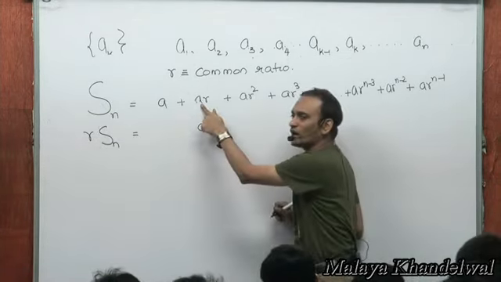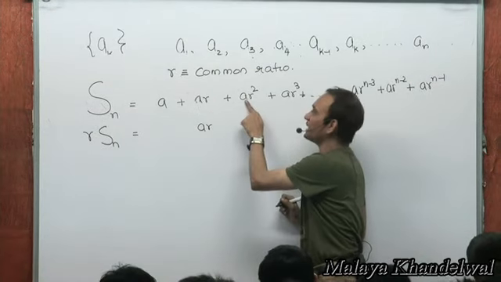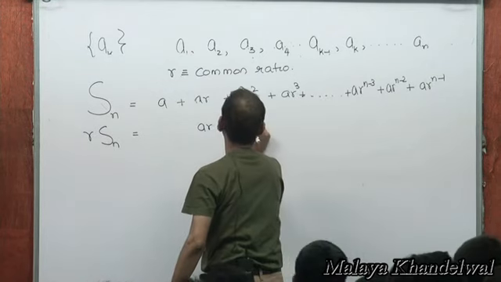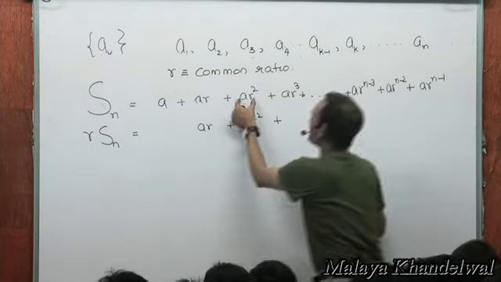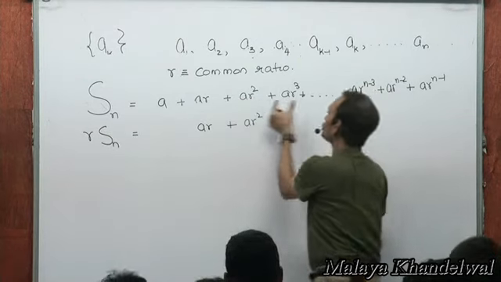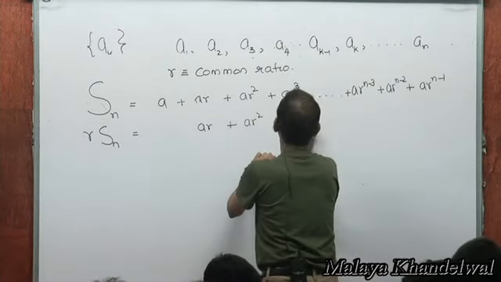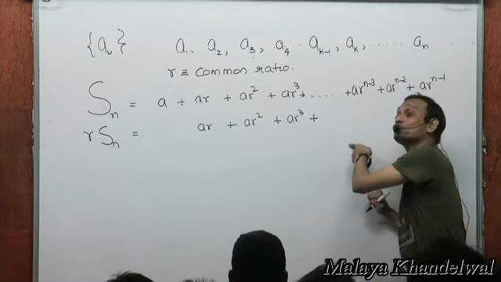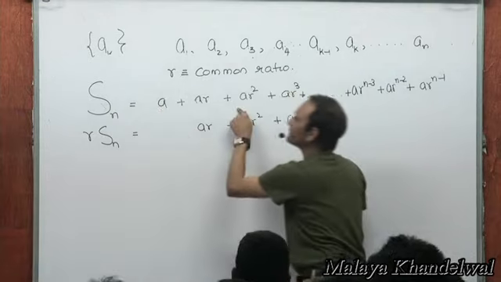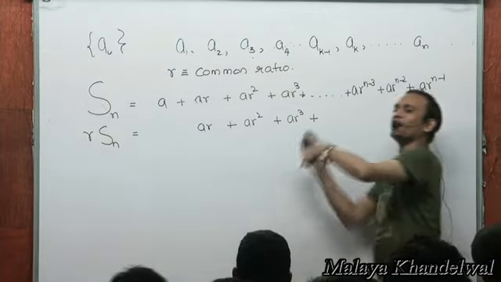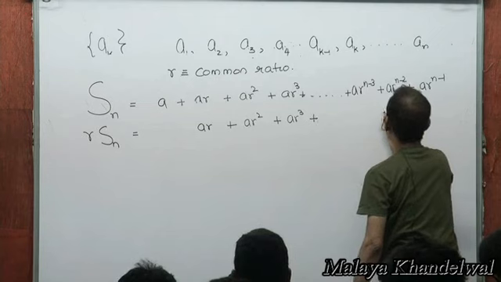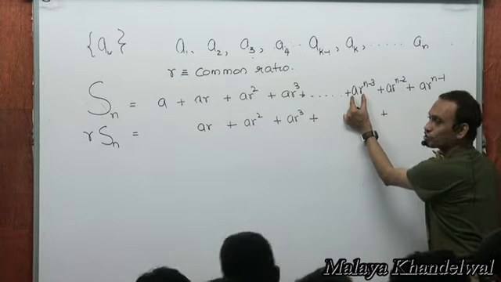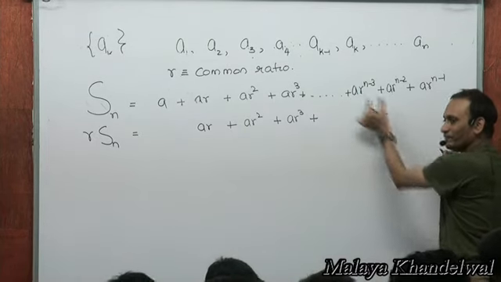When I multiply this with R, what will it become? AR squared, and I write it below this, right? When I multiply this with R, what do I get? AR cubed, I write it below this. That means I multiply by R and shift the whole thing 1 unit to the right. I multiply the whole thing by R and shift by 1 unit to the right. Yes or no? So then, this when multiplied with R will give me AR to power n minus 2 and will appear here. And will appear here.